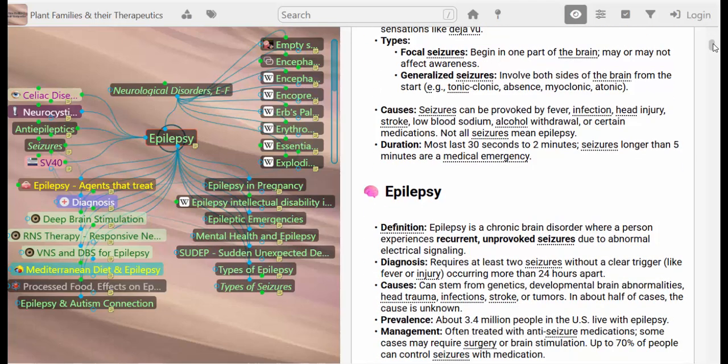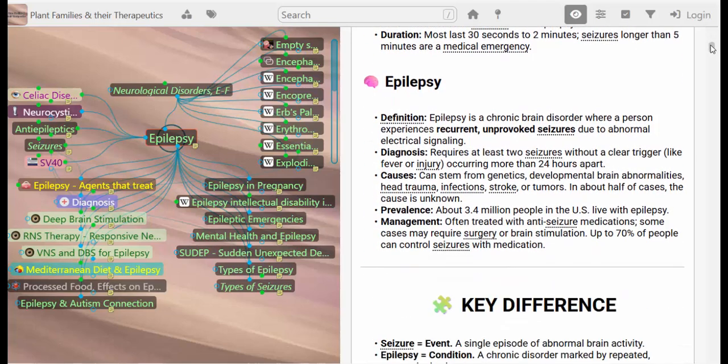But when it comes to epilepsy, it's a chronic brain disorder where a person experiences recurrent, unprovoked seizures due to abnormal electrical signaling. Diagnosis: it requires at least 2 seizures without a clear trigger like a fever or injury occurring more than 24 hours apart. The causes we've already seen. We can have causes from genetics, developmental brain abnormalities, head trauma, infection, stroke, or tumors. But in about half of the cases, the cause is unknown.